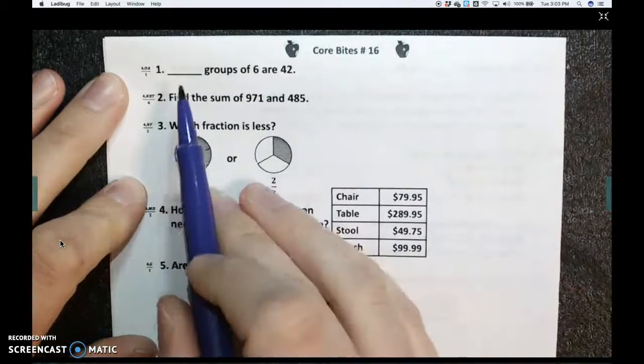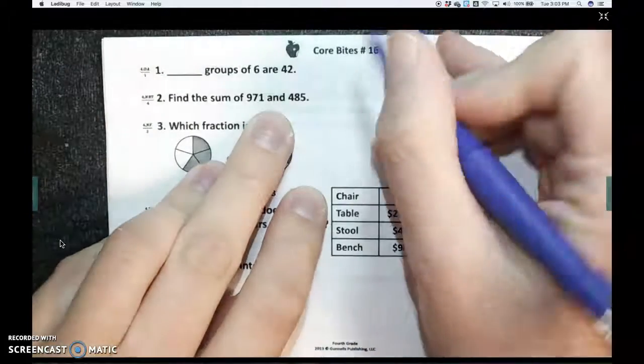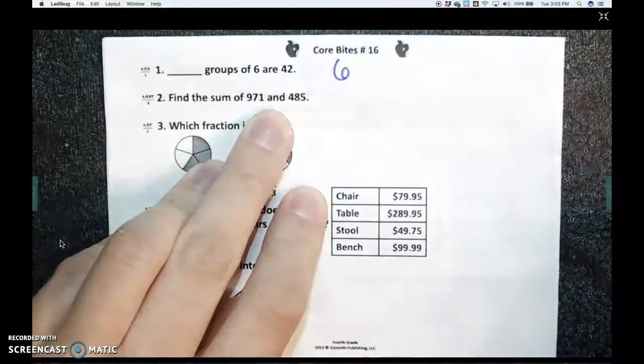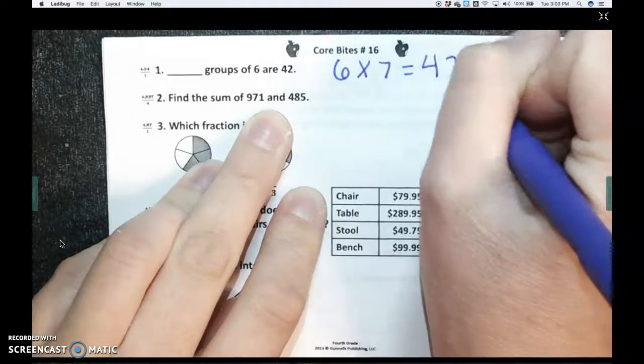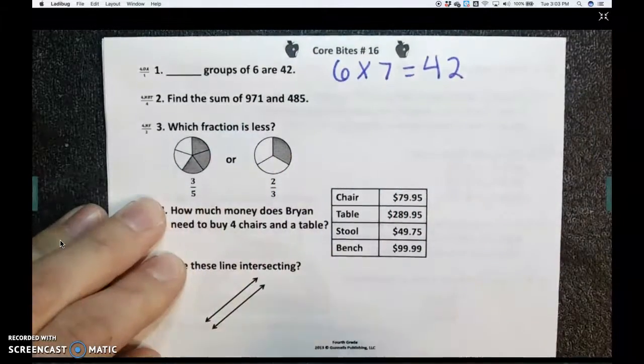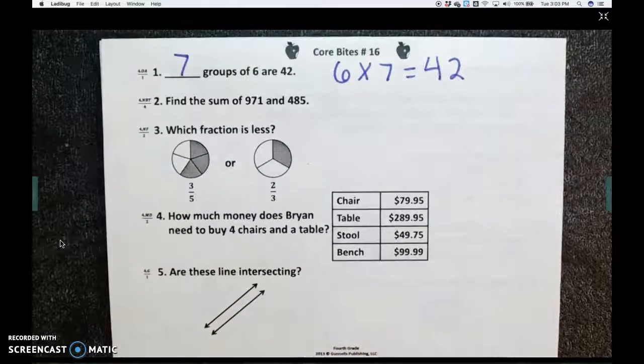So number one says blank groups of 6 are 42. If you know your multiplication tables, you know that 6 times 7 gives you 42. So that means there are 7 groups of 6 in 42, okay?